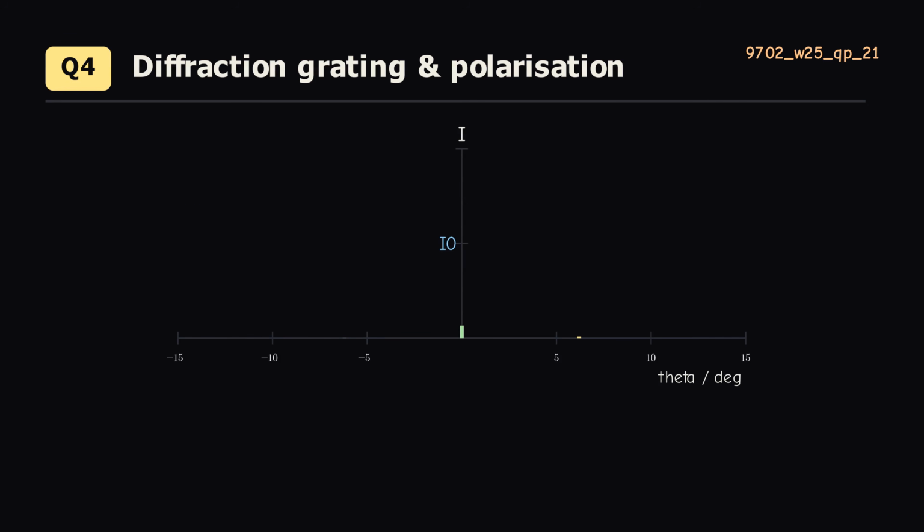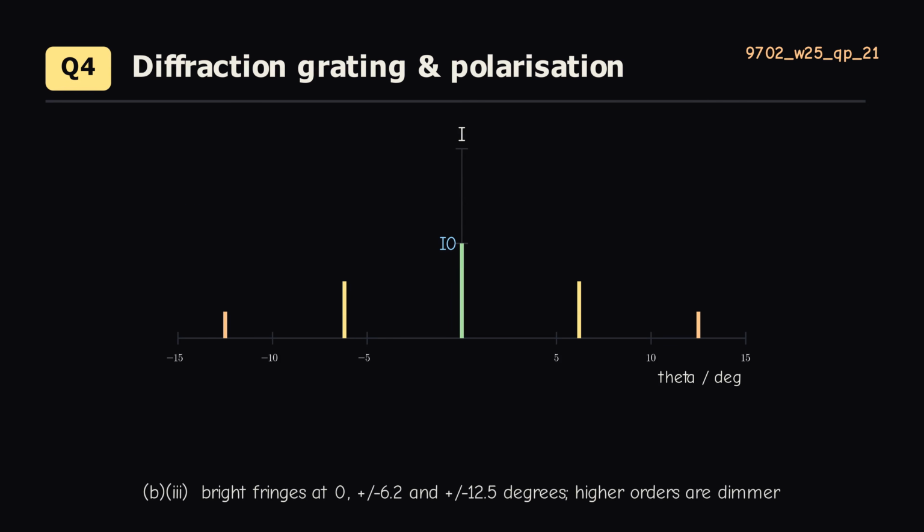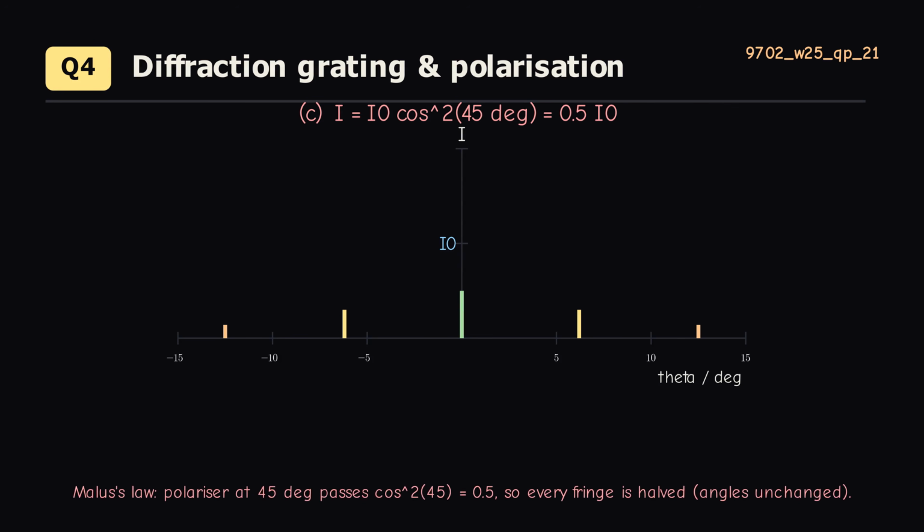Part B. Part 3. Bright fringes at 0, plus or minus 6.2 and plus or minus 12.5 degrees. Higher orders are dimmer. Part C. A polariser at 45 degrees obeys Malus's law, I equals I naught cosine squared 45, which is half I naught. Every fringe is halved, the angles stay the same.